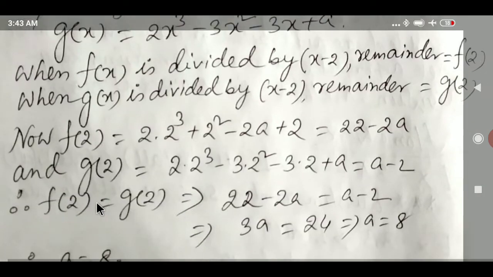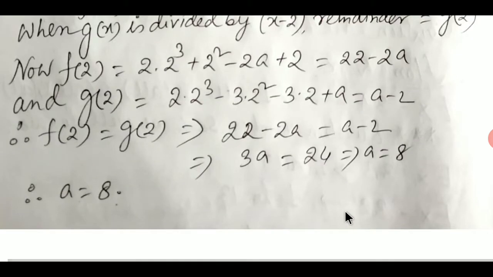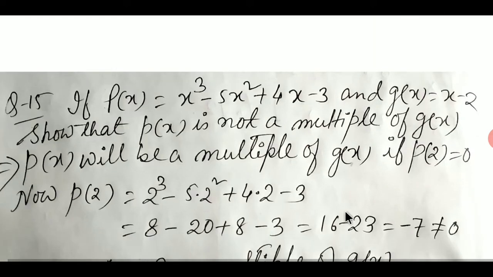What was given? The remainders are same. Therefore, f(2) equal to g(2). Therefore, 22 minus 2a equal to a minus 2. That implies 3a equal to 24, a equal to 8. Therefore, a equal to 8 is your answer.